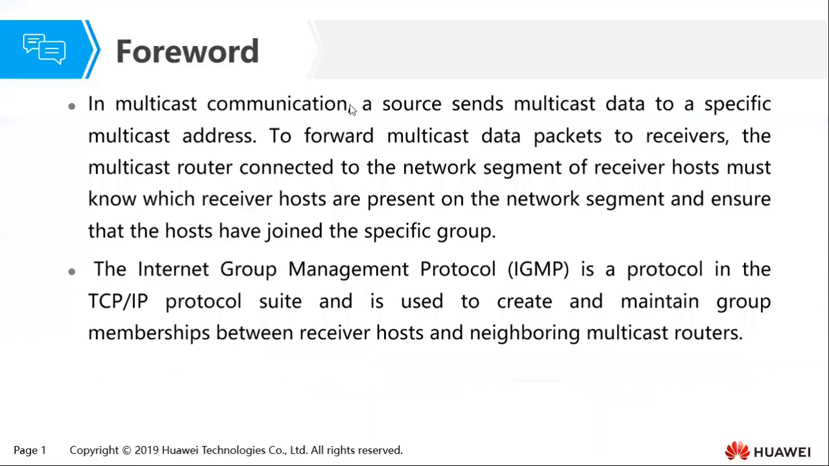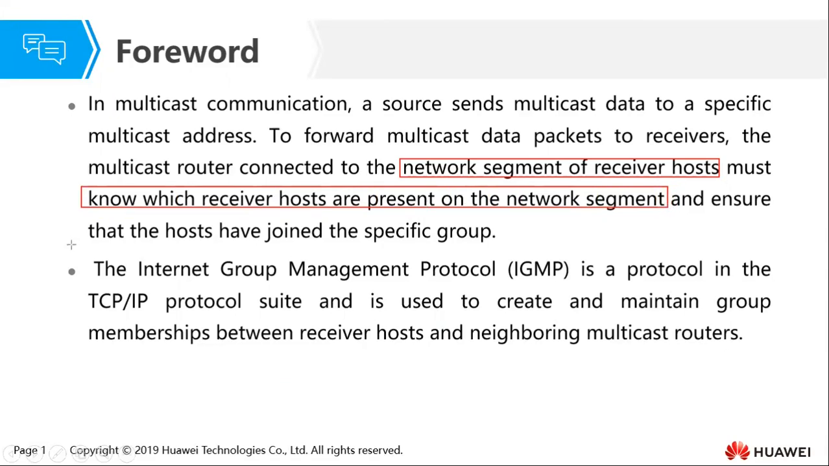So multicast communication. In multicast communication, a source sends multicast data to a specific multicast address. To forward multicast data packets to receivers, the multicast router connected to the network segment of a receiver must know which receiver hosts are present on the network segment, and also ensure that hosts have joined the specific group in order to receive packets for that group.